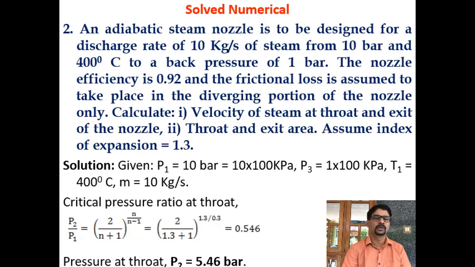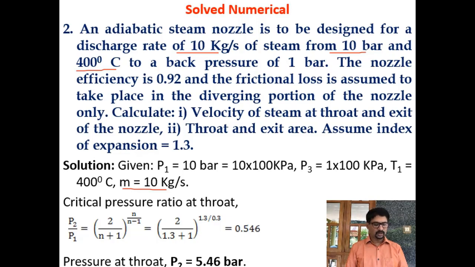Very interesting problem. An adiabatic steam nozzle is to be designed for a discharge rate of 10 kg per second. So the mass flow rate of steam is given as 10 kg per second, and the initial condition of steam at the entry of the nozzle is 10 bar and 400 degrees Celsius. Whenever the initial pressure and temperature are given, it is better to always go through the steam table first. So open the table A1. If you find at 10 bar pressure, the saturation temperature is 179.88 and the given temperature is 400 degrees Celsius, so it is superheated steam.